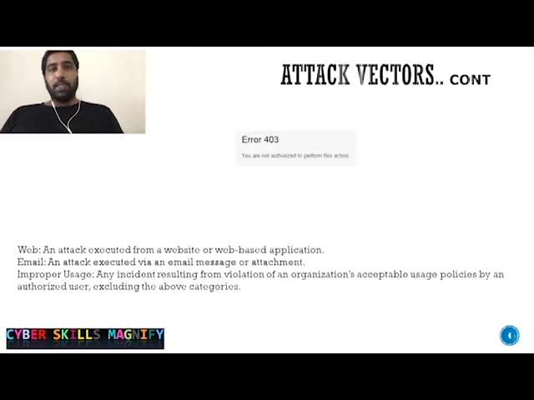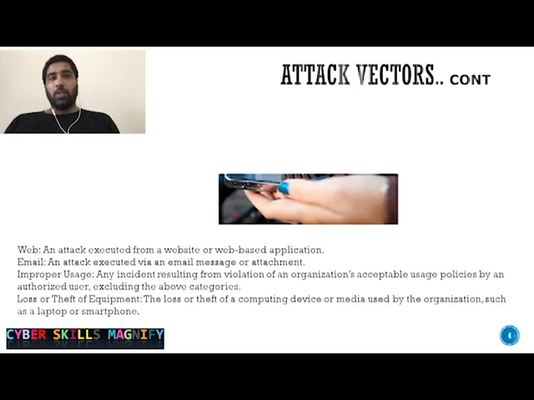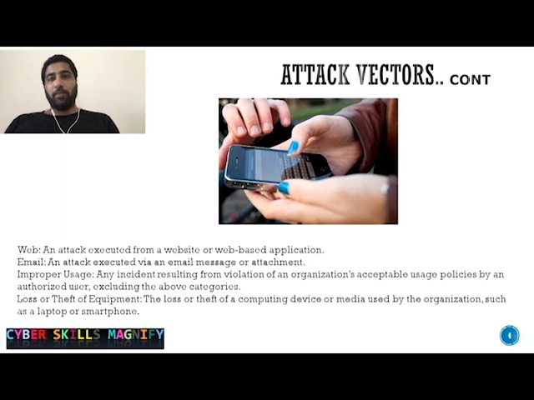Improper usage: any incident resulting from violation of an organization's acceptable use policy by an authorized user, excluding the above categories. Loss or theft of equipment: the loss or theft of a computing device or media used by the organization, such as a laptop or a smartphone.